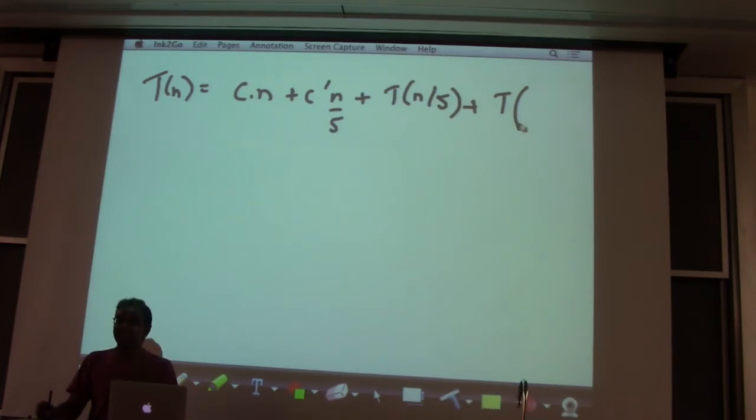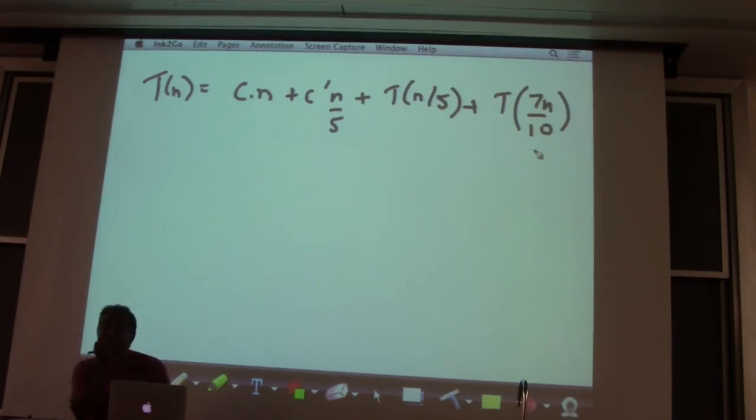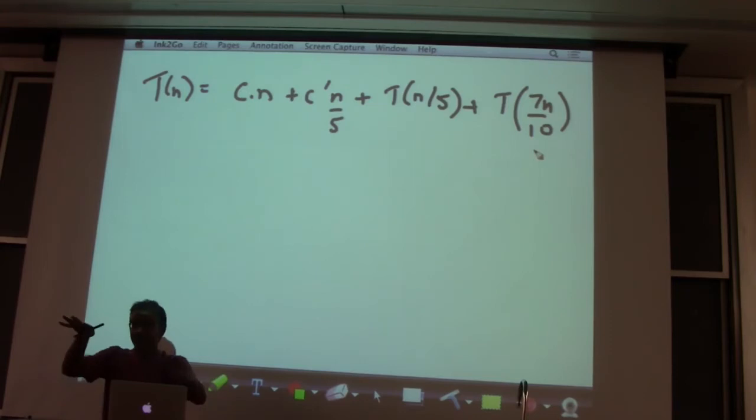I have to recurse on a set. I don't know how bad that set can be, but I know it cannot be bigger than 7 over 10. Thank you. Your name? Shreya. Shreya? 7 over 10. Can you explain why? Because that's the largest number. That's the largest limit for the number to be scanned. It can be either 7 over 10 or it could be 3 over 10. So either way, you believe you're going to eliminate at least 3 over 10, either on one side or the other side. Maybe it'll be more, but we're being pessimistic.